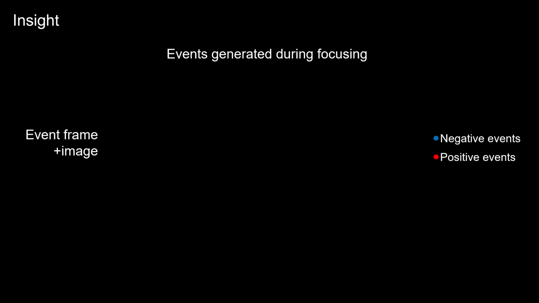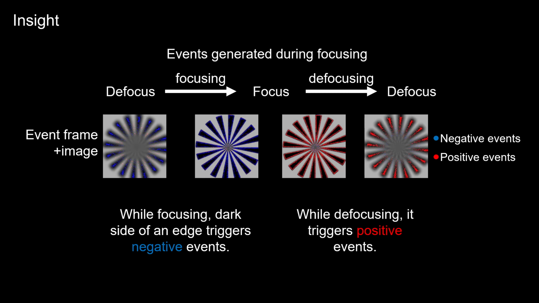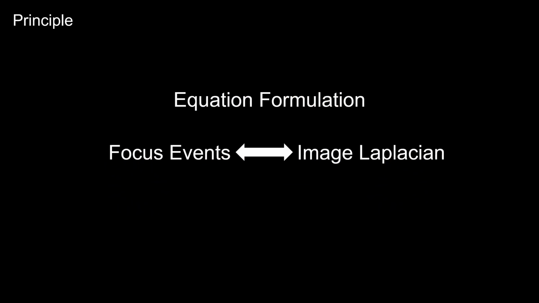Let's take a closer look at how events are generated during focusing. As we move toward the focus position, the dark side of an edge tends to trigger negative events. When defocusing, that same location instead triggers positive events. More precisely, the brightness changes that occur during focusing are influenced by both the Laplacian of the image and the direction of focus.